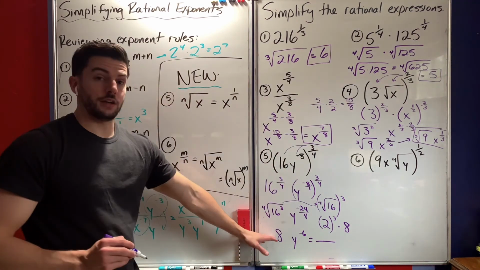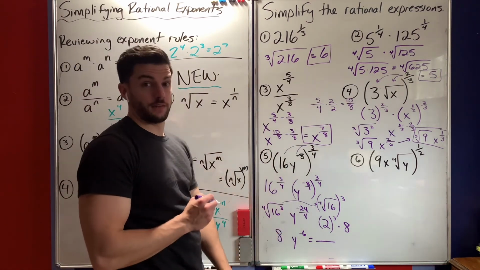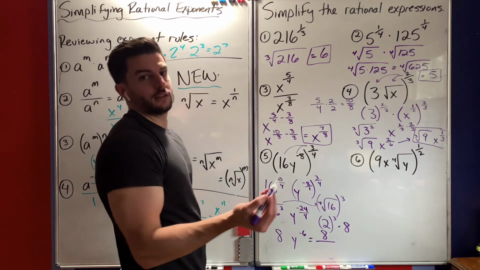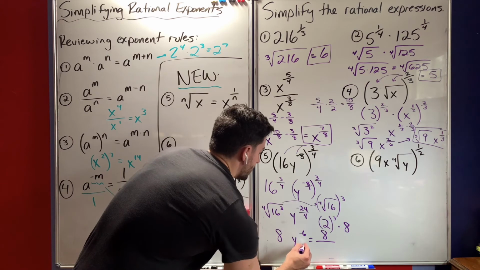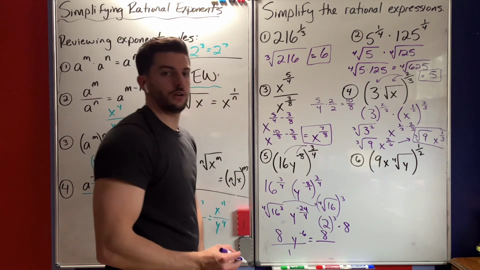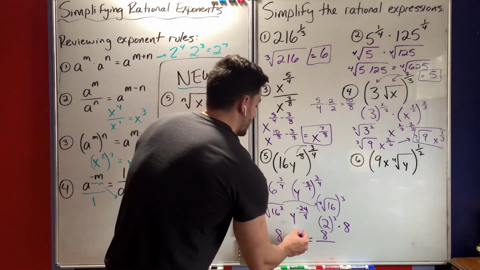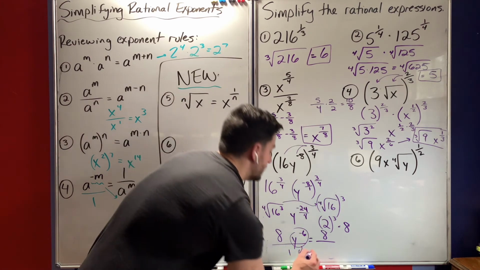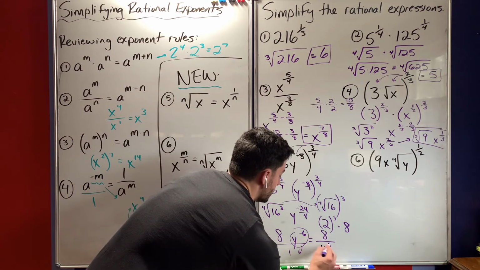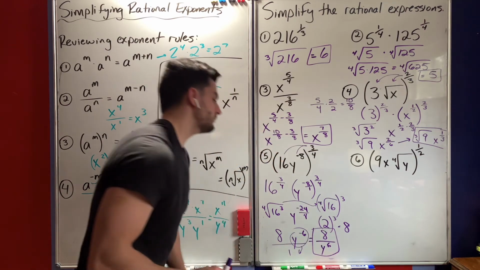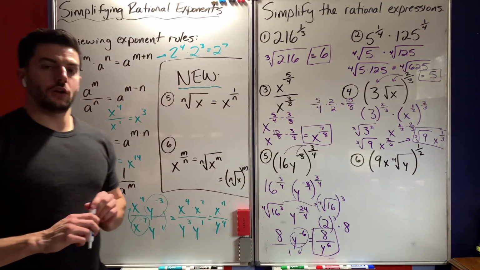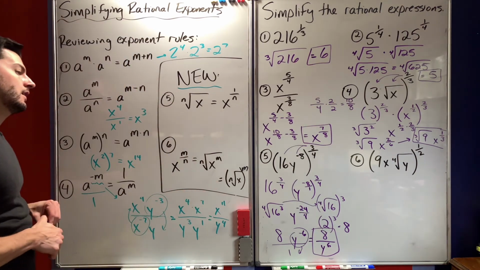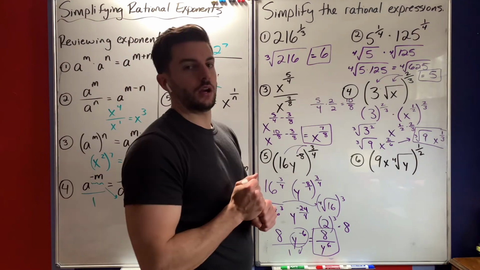Now, I don't move the 8, though. The 8 doesn't have a negative exponent. So I leave the 8 where it is, and that would be technically on the top, right? Because if I thought of this as a fraction, it would be all that over 1. But then I bump this y to the negative 6th to the bottom of the fraction and make it y to the positive 6th, okay? So the final answer there would be 8 over y to the positive 6, okay? So that's number 5.